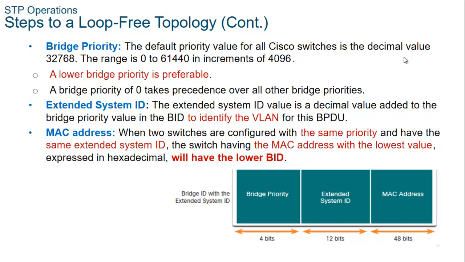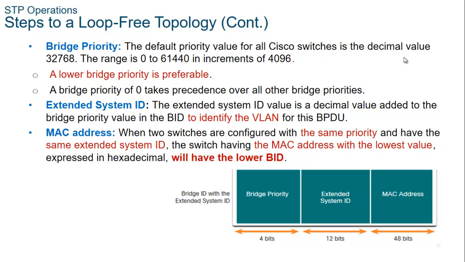Extended system ID is a decimal value added to the bridge priority value in the BID to identify the VLAN for this BPDU. Let's say the priority is 32768 and the switch is in VLAN 1, so now the extended system ID would be 32769.